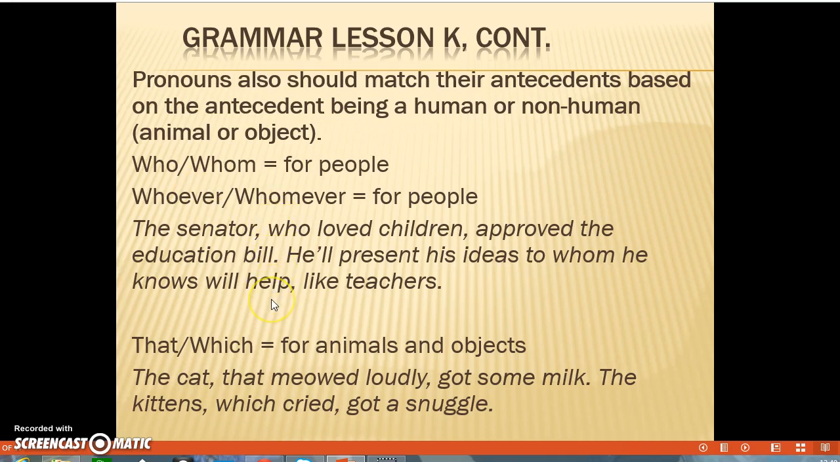So you would say the senator who loved children approved the education bill. He'll present his ideas to whom he knows will help, like teachers. And that and which are for animals and objects. I know we like to think of animals as people, but they grammatically fit in with objects. So we would say something like the cat that meowed loudly got some milk. The kittens which cried got a snuggle, and that would also be grammatically correct.